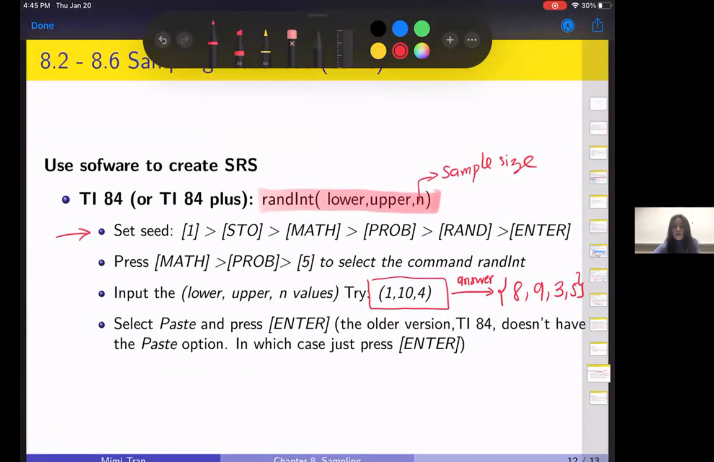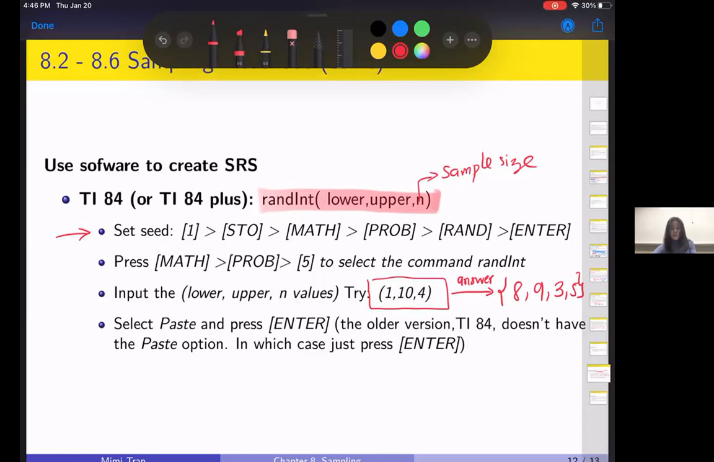Professor, I thought I did it right, but I keep getting an error. How do I know where I went wrong? Did you do the step that I told you to do? Yeah, I copied it. Okay, forget about C. Let's do math first. Press math, then go over to prob, the very last one. Then press number 5. Then press 1, 10, and 4, and press enter.